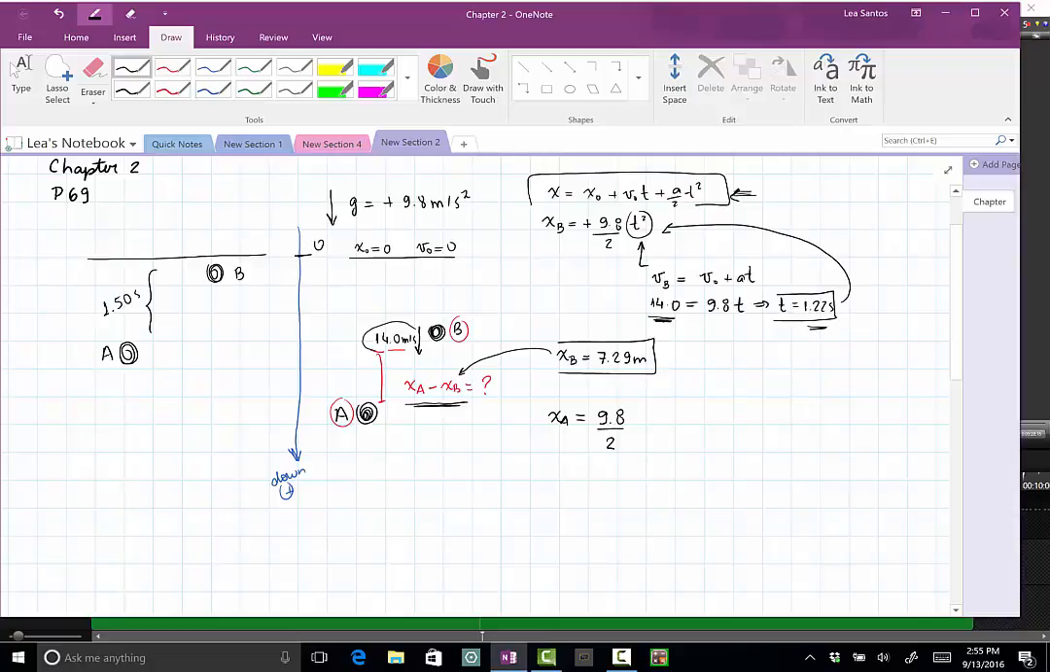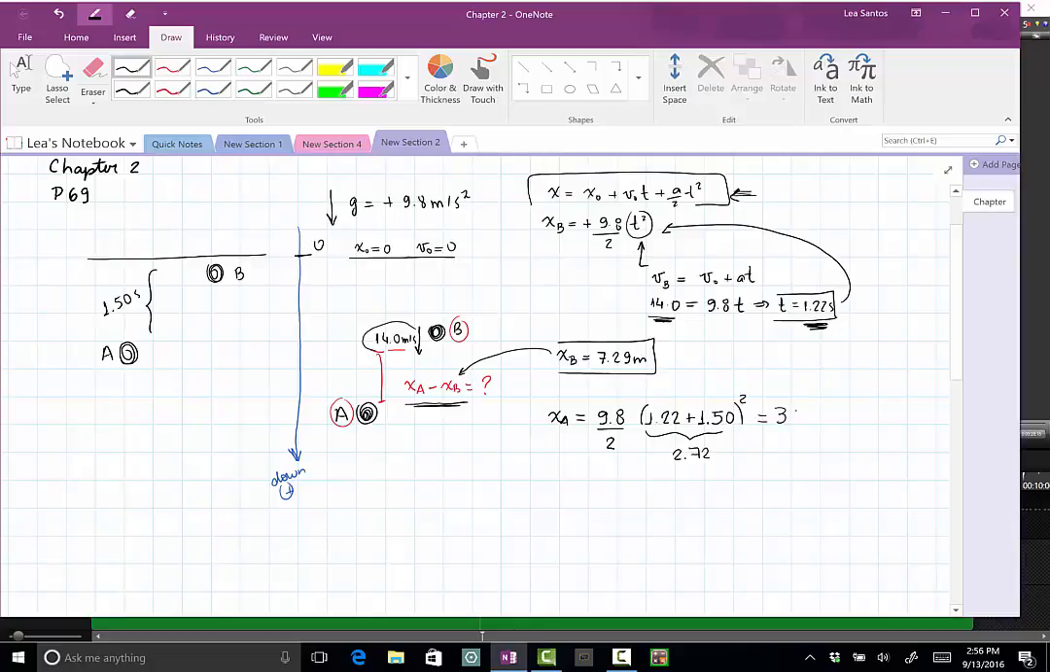Well, the time that we found here, 1.22, is the time for ball B, but ball A was moving earlier. So the time for ball A is that 1.22 seconds, which is what ball B needed to reach 14, plus the time that ball A was already moving. Ball A has been in the air for longer than ball B, for 2.72 seconds.